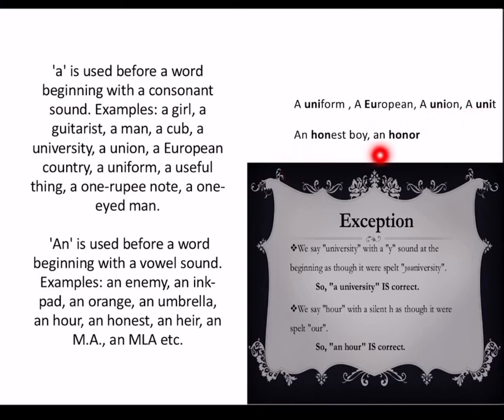Similarly, an honest boy. Why? Because H is silent over here, so we say onest and not honest. So, an honest boy, an honor. You could just read this. A is used before a word beginning with a consonant sound. Examples: a girl, a guitarist, a man, a cup, a university, a union, a European, a country, a uniform, a useful thing, a 1 rupee note, a one-eyed man. Similarly, an is used before a word beginning with a vowel sound. Examples: an enemy, an ink pad, an orange, an umbrella, an R, an honest man, an heir, an MA, an MLA. You have to keep these exceptions in mind so that you don't get confused and you remember them ahead as well. It should be an MA, it should be an MLA.